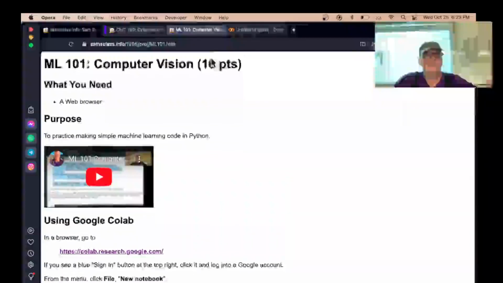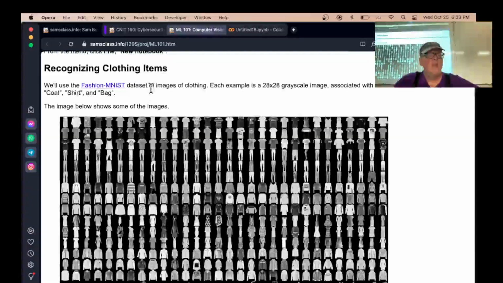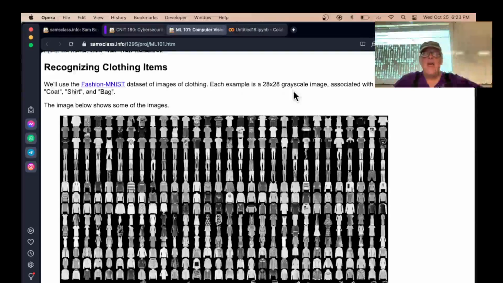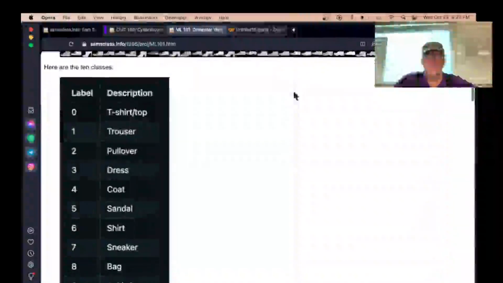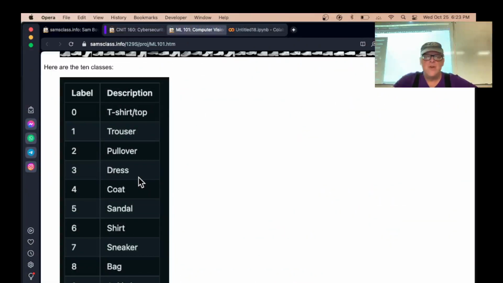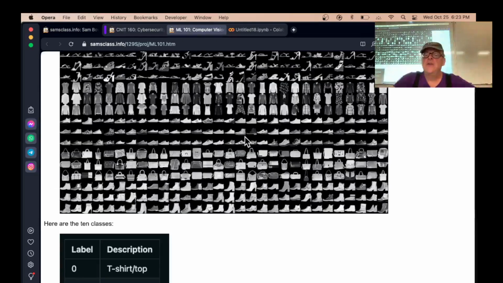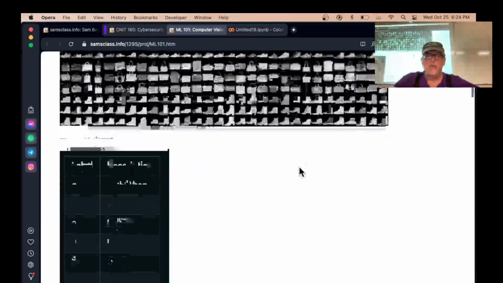So we're going to do this computer vision one, and we're going to use this clothing database, Fashion MNIST. These are little 28 by 28 grayscale pictures of clothing. There's a bunch of them, and they are sorted and labeled in categories like t-shirt and trouser and dress and sandal. This is called supervised learning. You have examples with labels, and you're trying to train the machine to sort these into those categories.